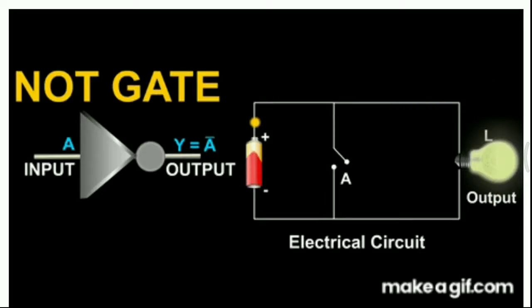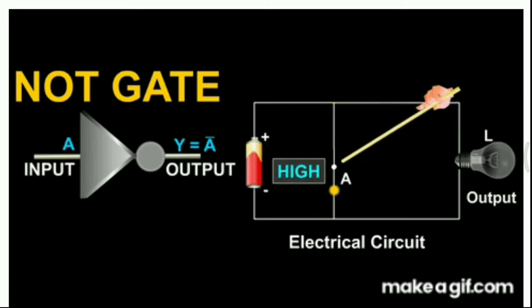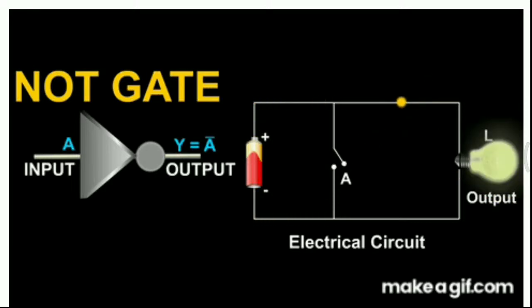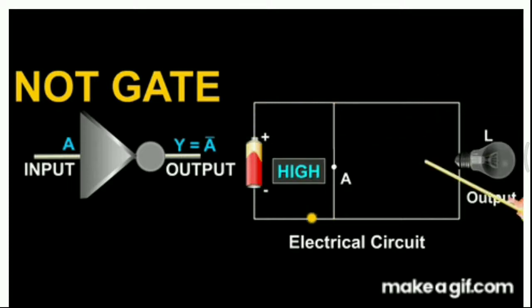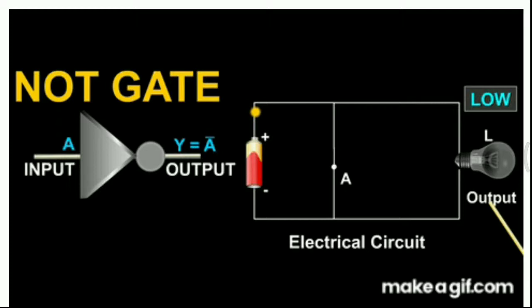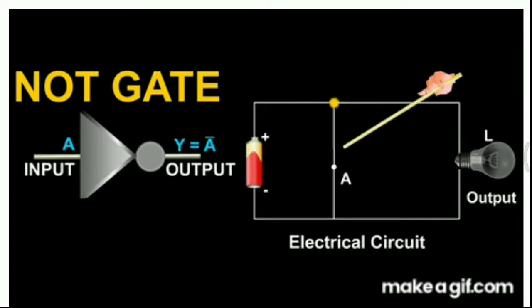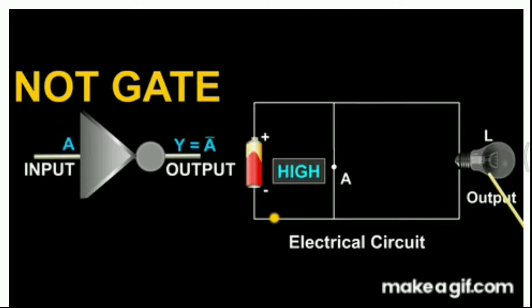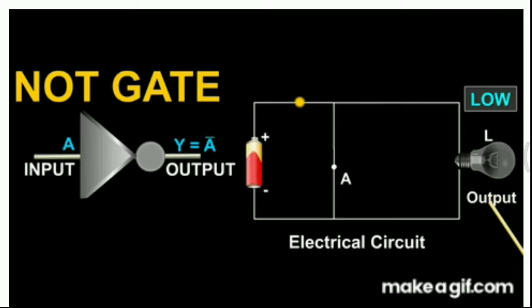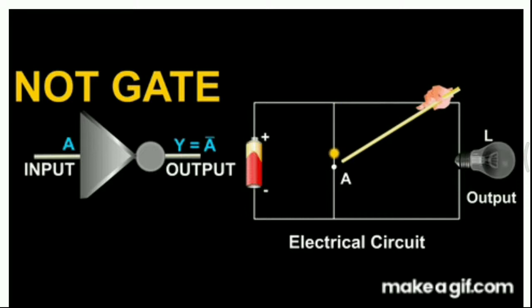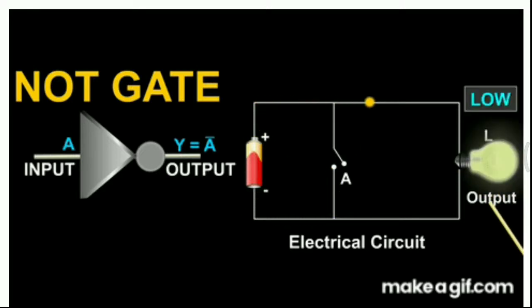So this is the working model of the NOT gate. If I take an electrical circuit with switch A, when switch A is closed, meaning high, the output will be off, the bulb will not glow. When it is open, meaning low, when A is equal to 0 or open, then the bulb will glow.